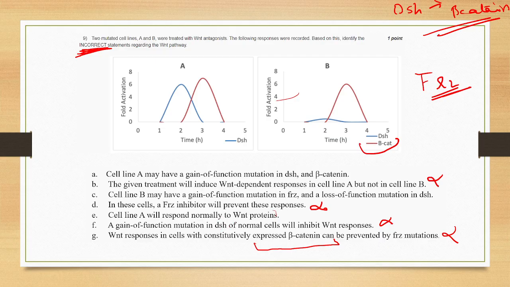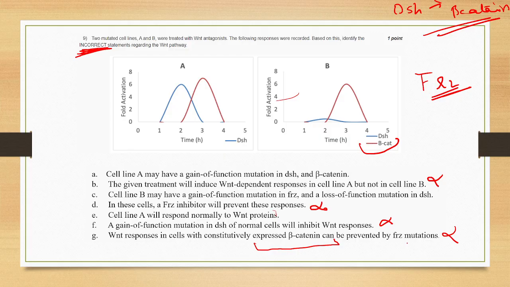So when beta catenin is not degraded, then Wnt response will go on continuously. But here it is saying that it will inhibit the Wnt response. That means it is incorrect, because gain of function mutation will lead to normal Wnt response, even more Wnt response, but it will not inhibit the Wnt response.